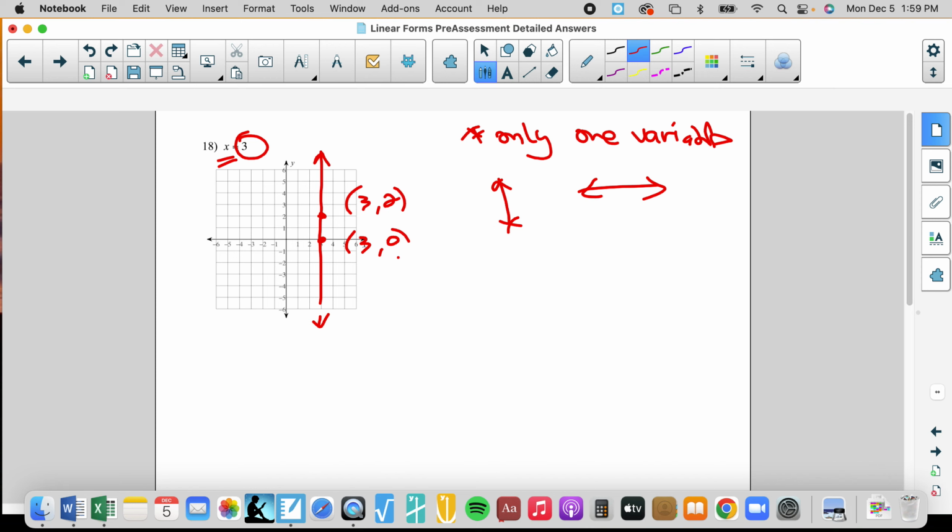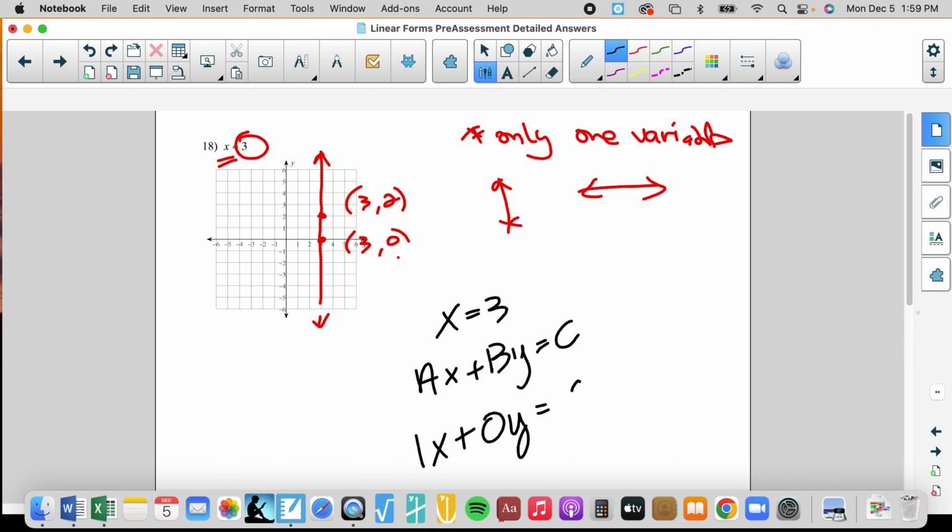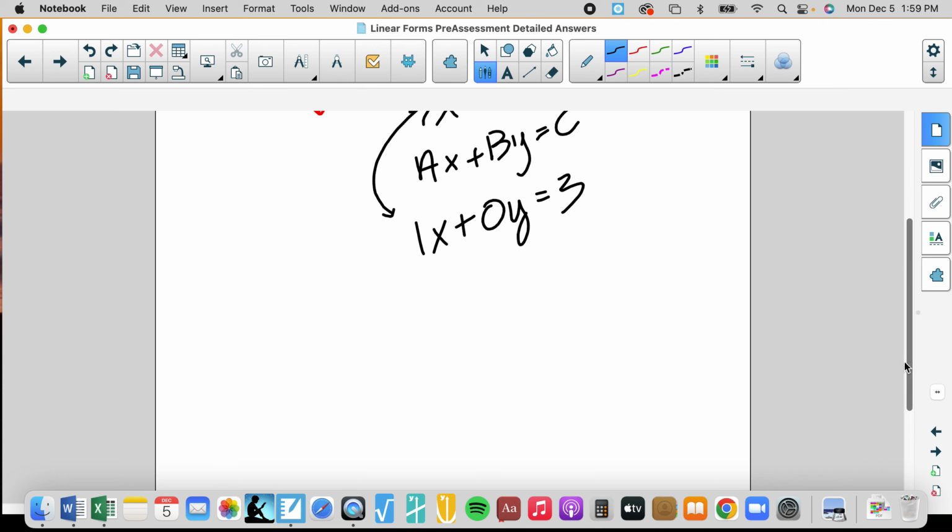Now, if you want to look at it as standard form, if you have x equals 3, what does that look like in ax plus by equals c? It would look like 1x plus 0y equals 3. That's converting this into standard form. That's what it looks like. So we can split them still. X-intercept, we know that y equals 0. Y-intercept, we know that x equals 0.